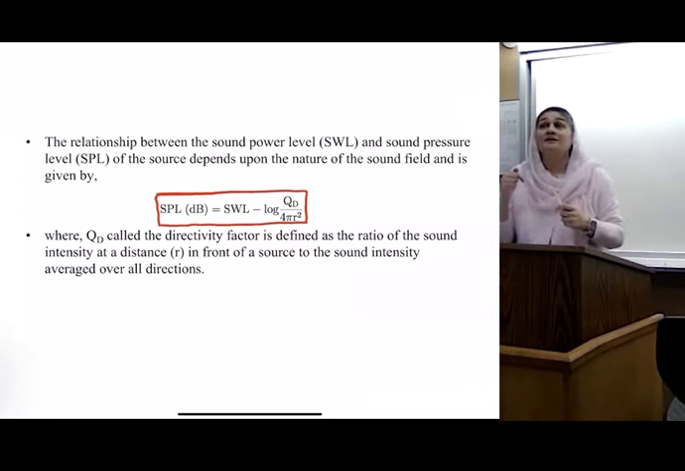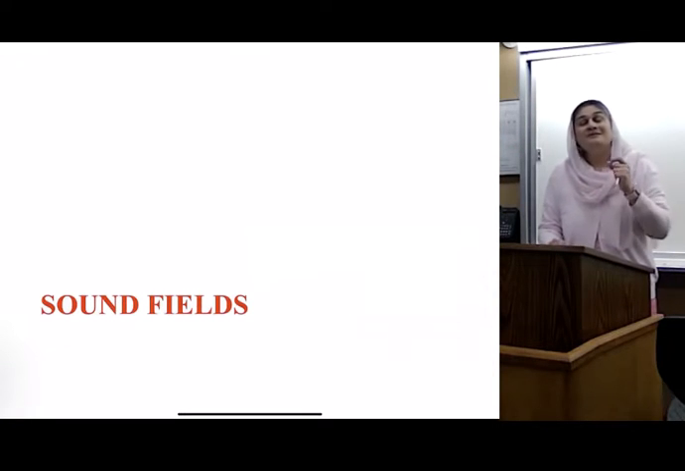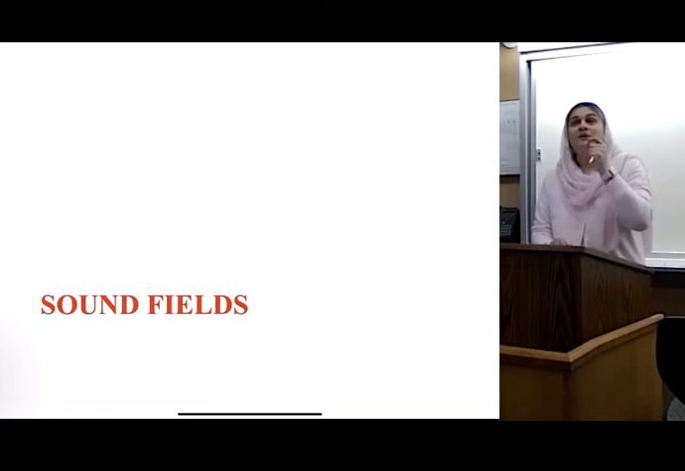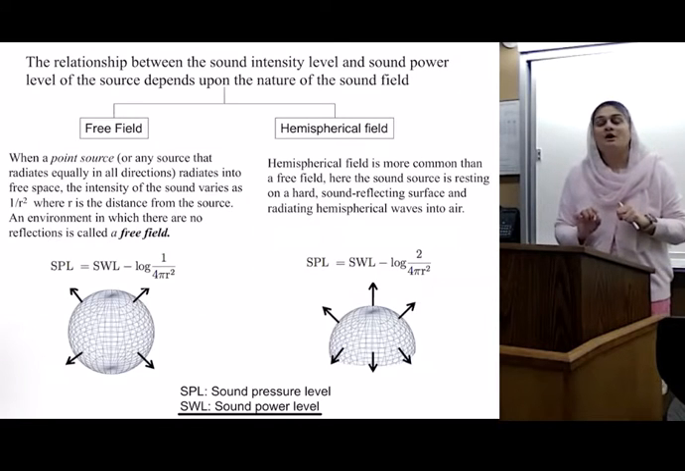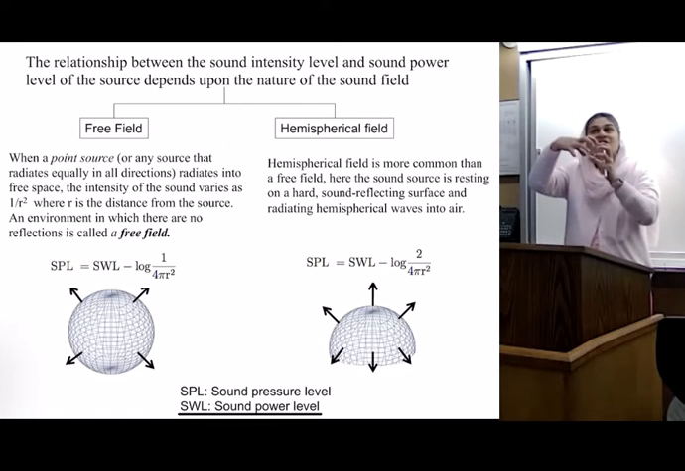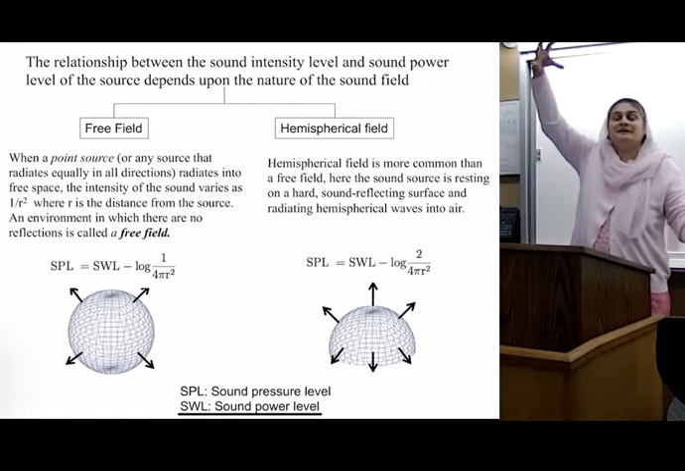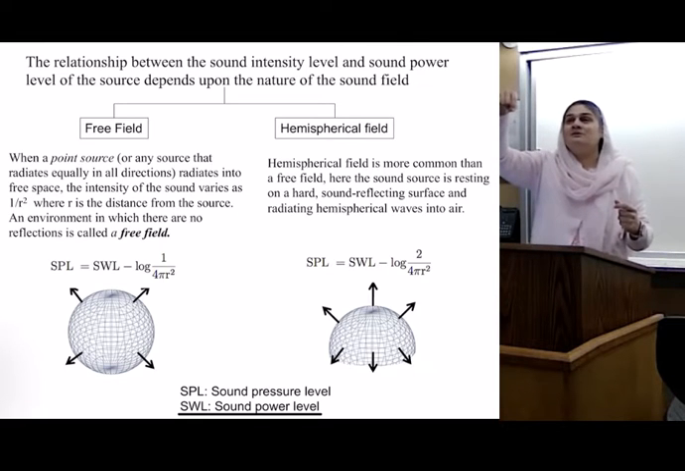Okay, and for our class, there are only two possibilities. So that means QD determines what kind of fields we have. And for us, there are only two kinds of fields that could exist. One is called a free field, in which the source emits in all three dimensions, in which case the QD that you wrote equals 1.